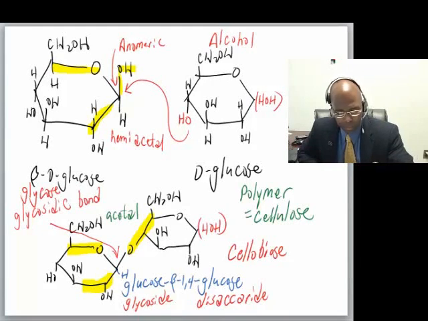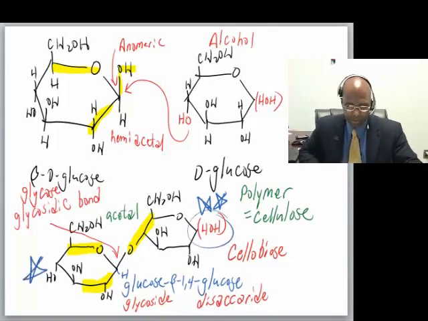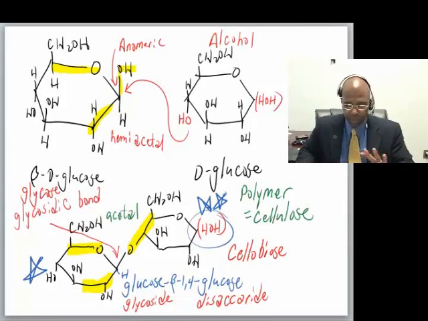Let me get a good color so you can see. This end here is different from this end. And I'm going to explain that. I'll do that next. So here we are. Cellobiose, the disaccharide beta 1,4 linked glucose.